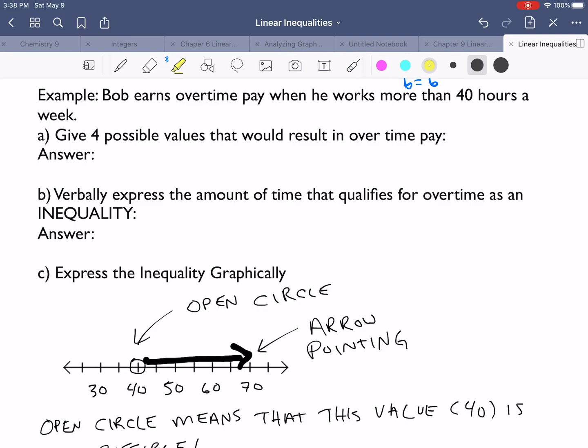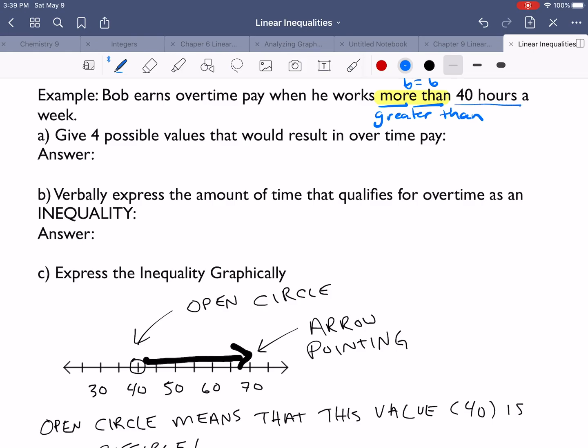So the example is, Bob earns overtime pay when he works more than... The first thing I want you to do is always understand that the language is important. More than means greater than. Okay, and so you want to basically highlight that. You want to know that that's what it means, because it's the whole part of it.